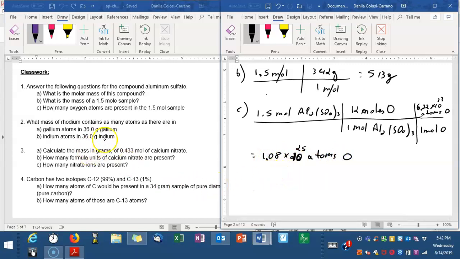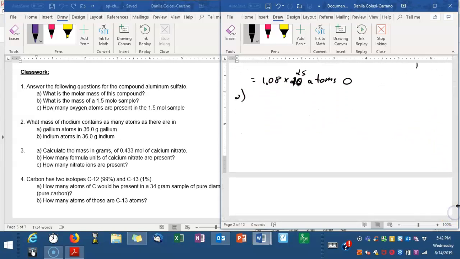Then, what is the mass of rhodium? What is the mass of rhodium that contains as many atoms as there are in 36 grams of gallium? So first of all, we have to find how many atoms those are, because we got to find the grams, which is just a multiplication by the molar mass, which we find in the periodic table. So besides the last multiplication to find the grams, our job is to find the moles.